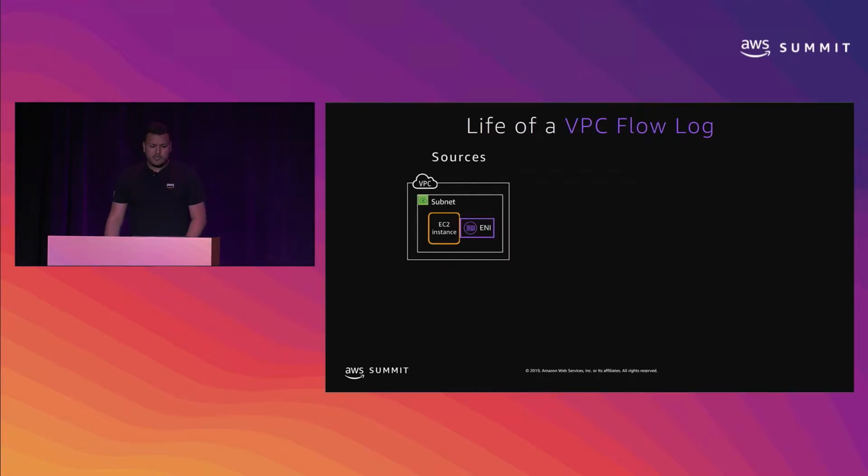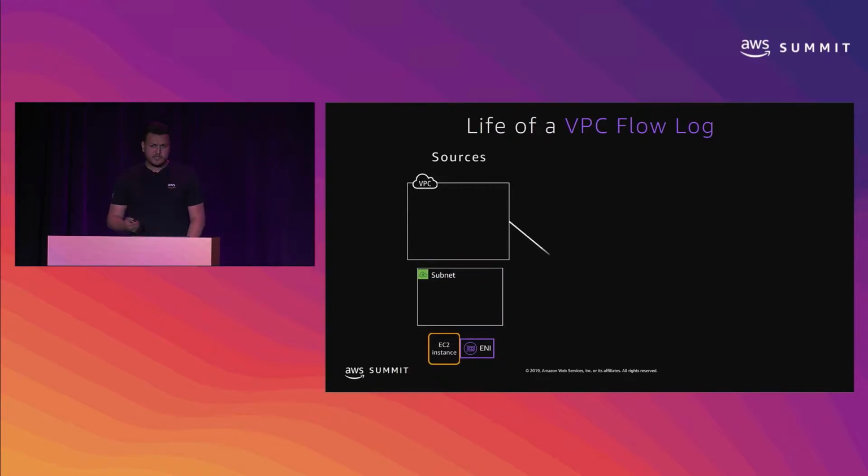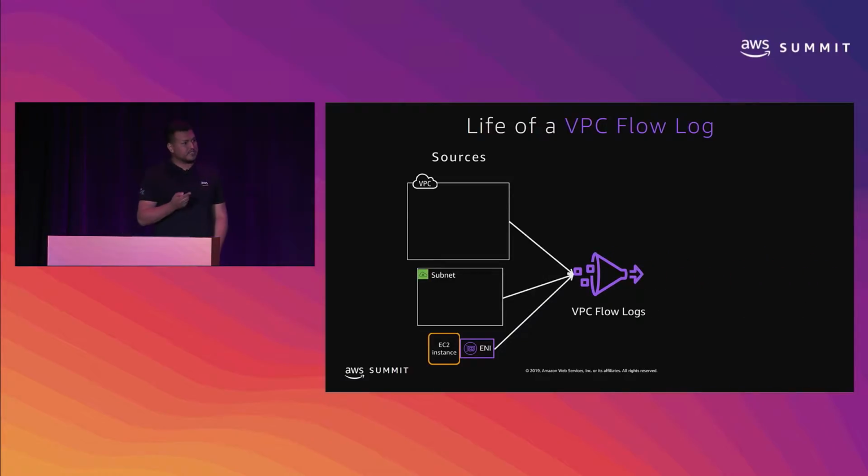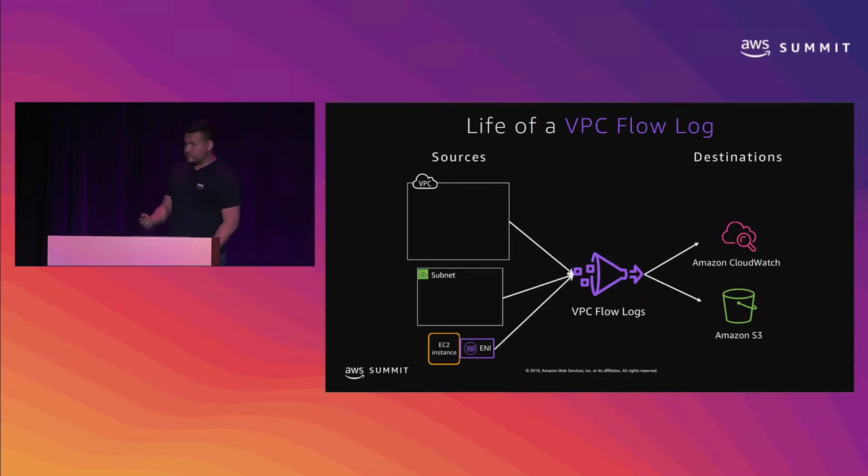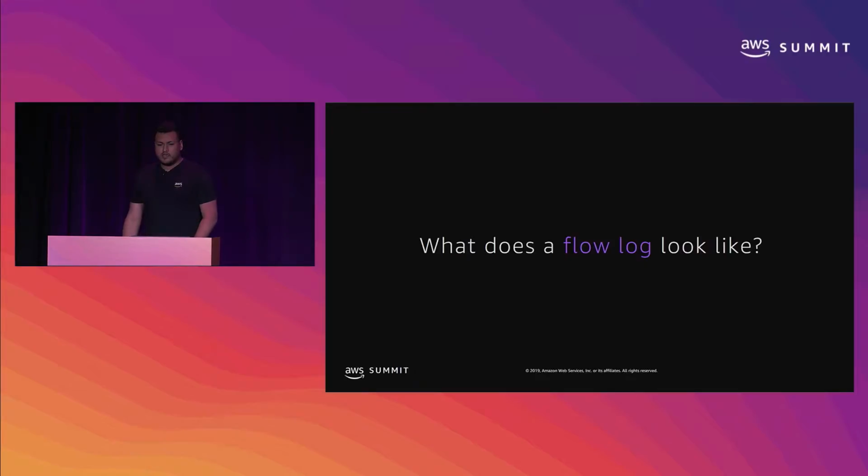And you can actually turn on flow logs in three different places. You can have the VPC be a source, the subnet, or the EC2 instance itself, so the ENI. And then we can send those over to either CloudWatch or Amazon S3. We're going to jump into those in a second here. But what does a flow log look like?